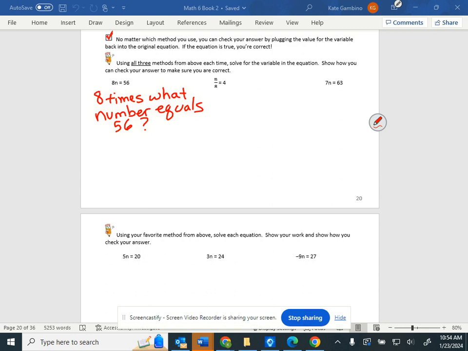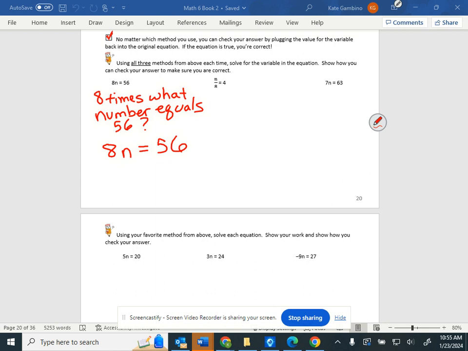If I'm doing opposite operations, I have 8n equals 56. What is the operation that's happening in my equation? It's multiplying. 8n is 8 times n. So what's the opposite? Ava? Nope. I'm doing opposite operations for this one.